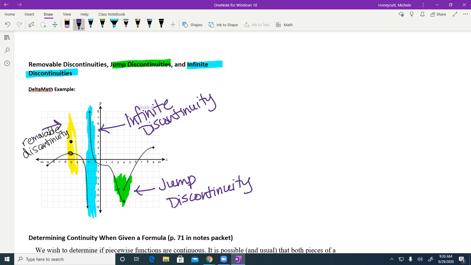Now, sometimes they do have different names. Sometimes the infinite discontinuities are also referred to as non-removable discontinuities, but for our purposes in the book and the Delta Math that we're using, these are the 3 vocabularies that you'll see, but just know that you might see them referred to as something else in other books or in other courses.